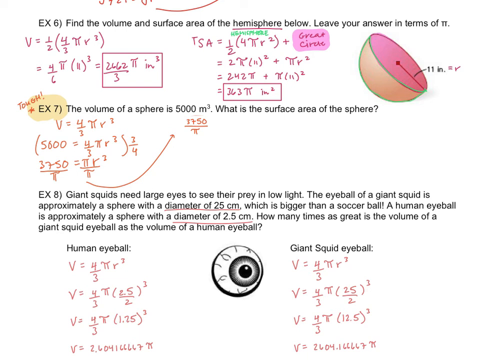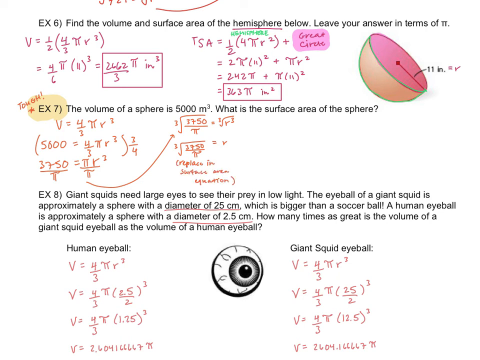So I really have 3,750 divided by pi, and that's going to equal r cubed. Now the next thing I can do to get r by itself is take the cube root of both sides. So that way I'm just left with r on the right. Now, this is a little tricky, right? We're taking the cubed root of 3,750 divided by pi.